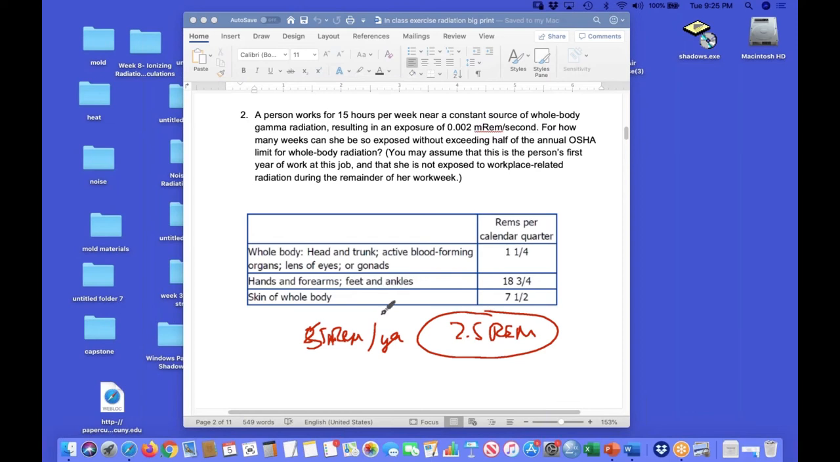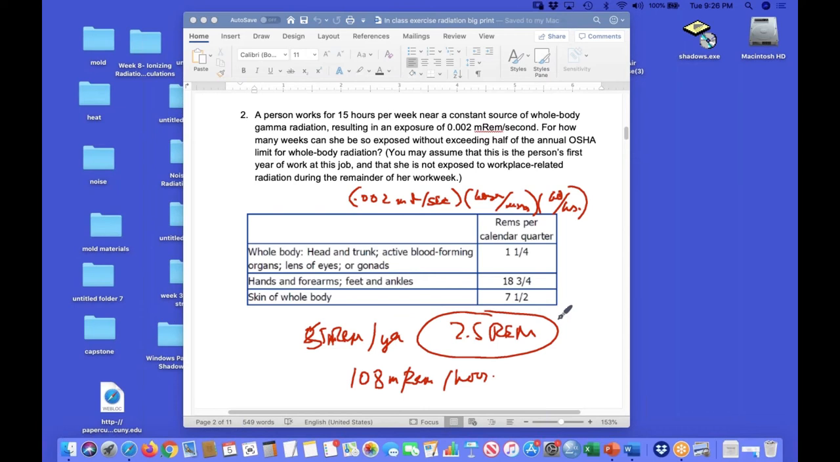So she's exposed at what rate? She's exposed at 0.002 millirem per second. So for every minute, times 60 seconds per minute, times 60 minutes per hour. So her exposure is, how much is it per hour? I got 108 here. Everybody agree with that? 108 millirem per hour?